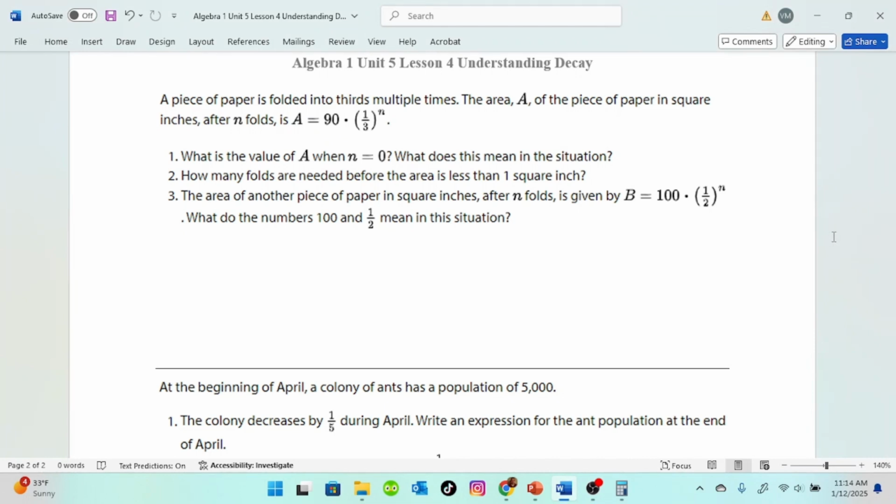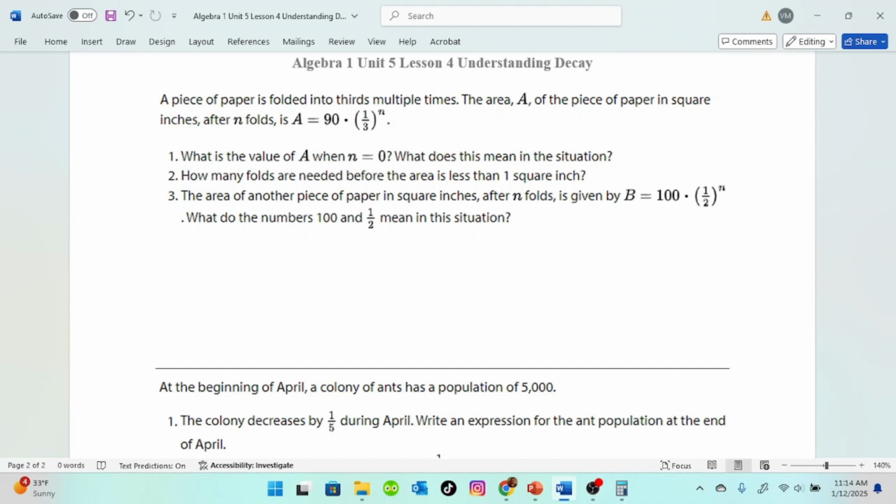Our next practice problem says, a piece of paper is folded into thirds multiple times. The area, A, of the piece of paper in square inches after n folds is A equals 90 times 1/3 to the power of n. Number 1, what is the value of A when n equals 0? What does this mean in the situation?